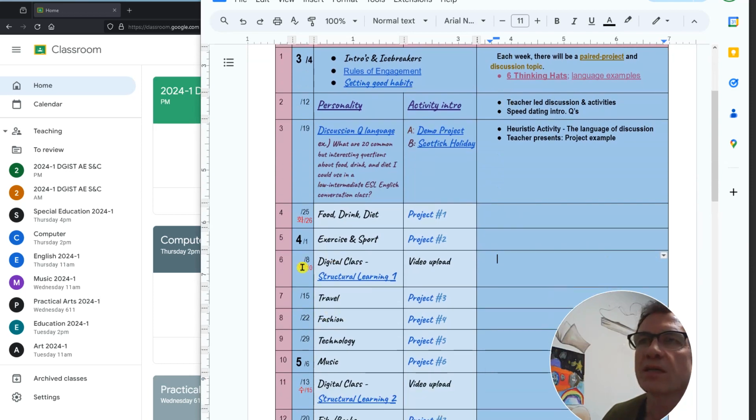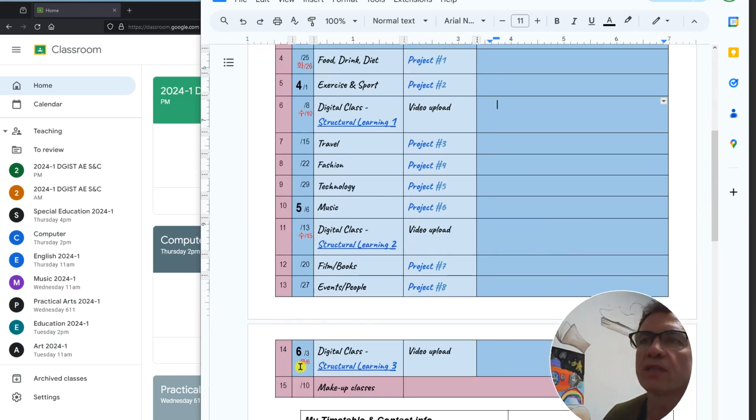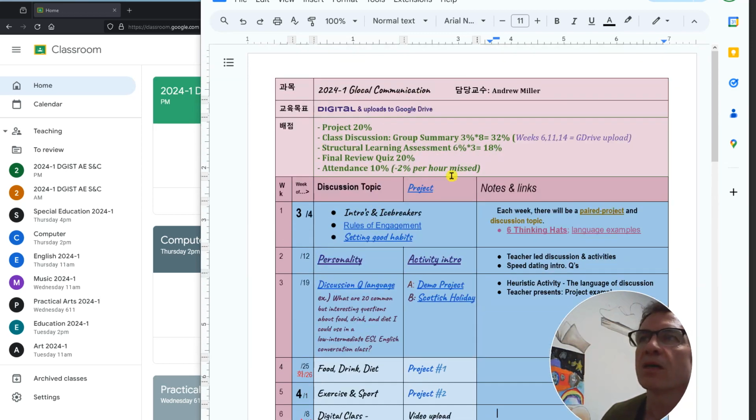So, as we discussed, week 6, week 11 and week 14 all have 1 day of holiday. And those are the 3 structural learning classes. Each one there will be some task, and like this one, a video, and you should complete the task. It's worth 6%, so pay attention.